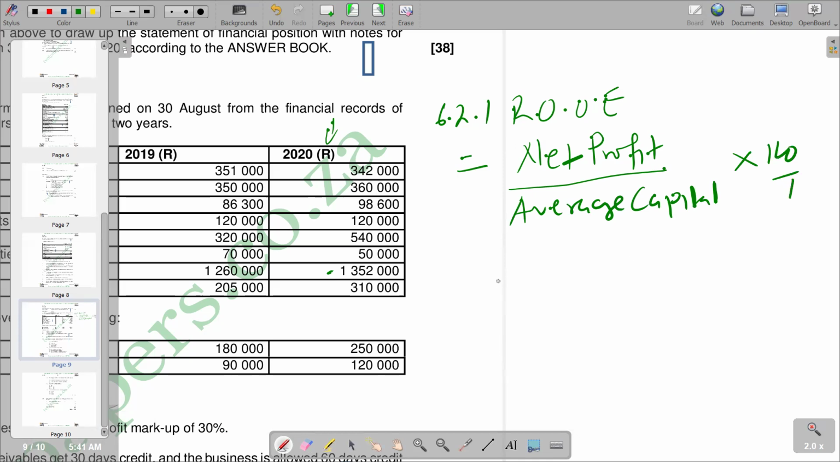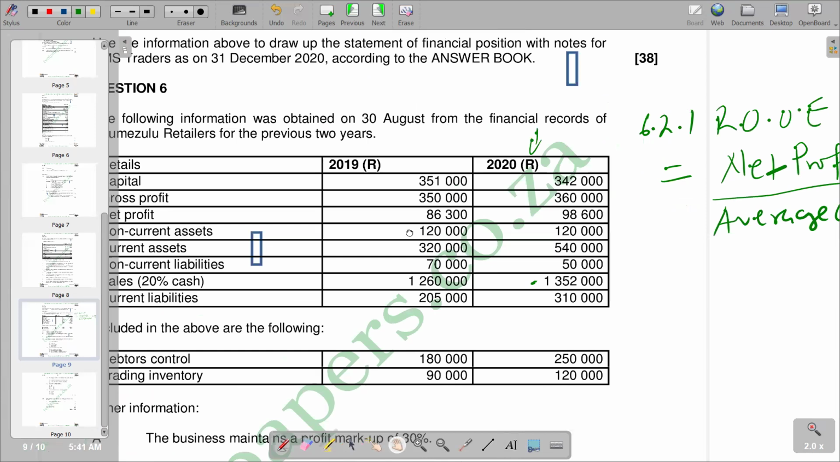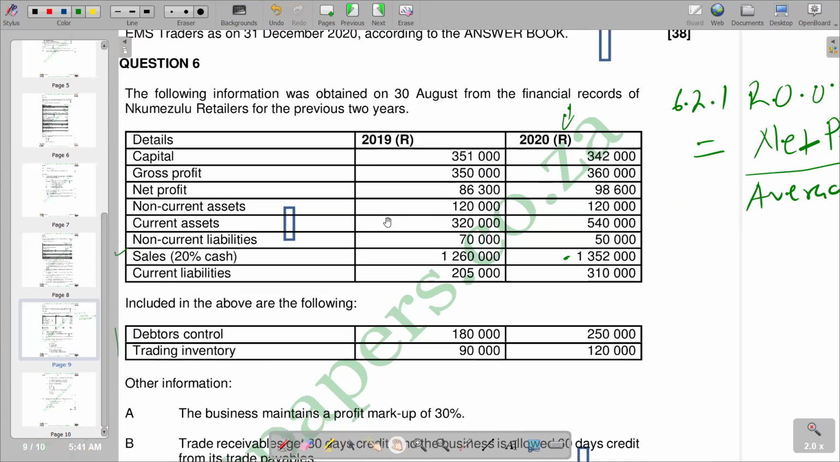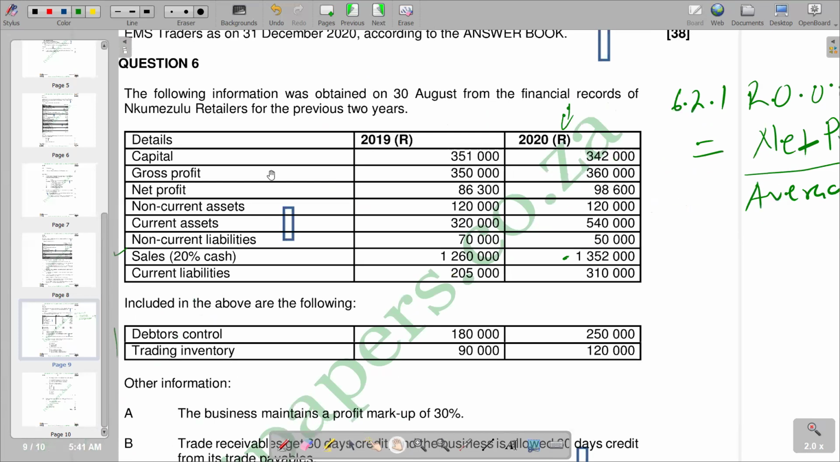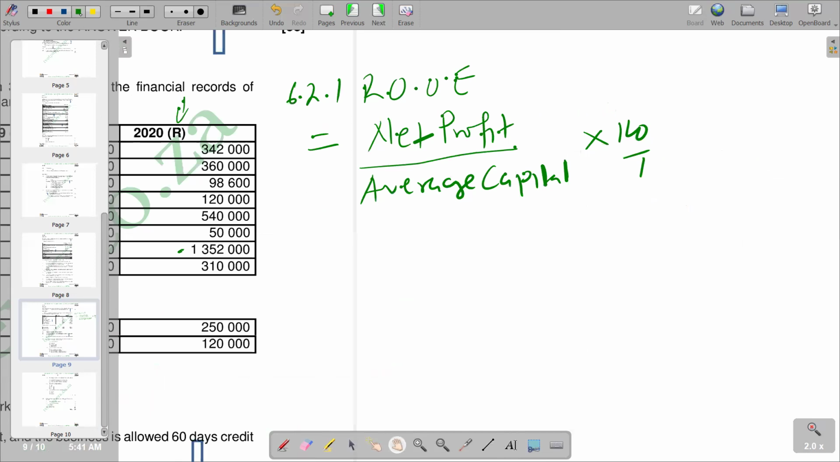So obviously our net profit, we're going to get it in the question. So let's just try to see according to the figures that are given, can we identify the figure for net profit? Net profit we're given in the current year is 98,600. So basically we are saying equal to 98,600 over. Then we check the figure for average capital. So let's try to see in terms of average capital.